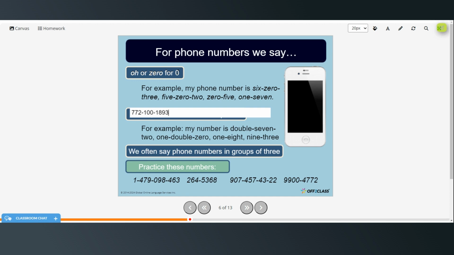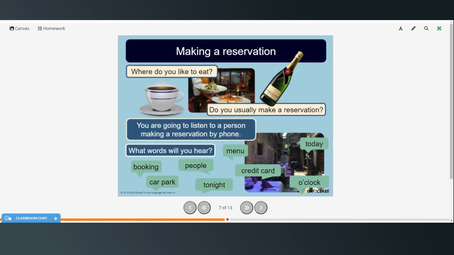All right, so now making a reservation. Where do you like to eat, and do you usually make a reservation? So you're going to listen to a person making a reservation by phone. So which words do you think you will hear? Booking, car park, people, tonight, menu, credit card, today, and o'clock. So these are some of the things that you might be listening for.